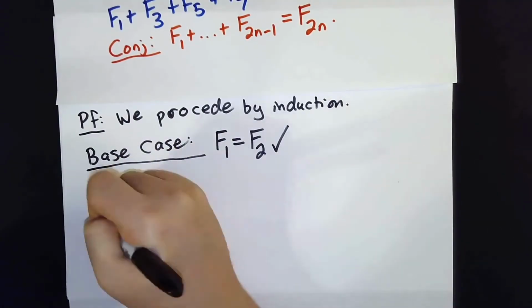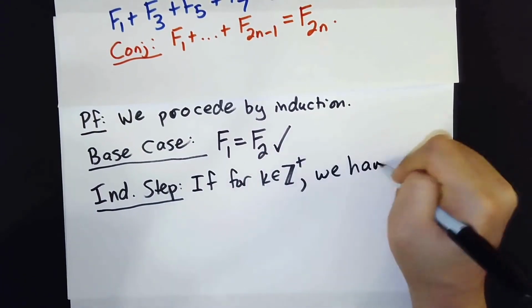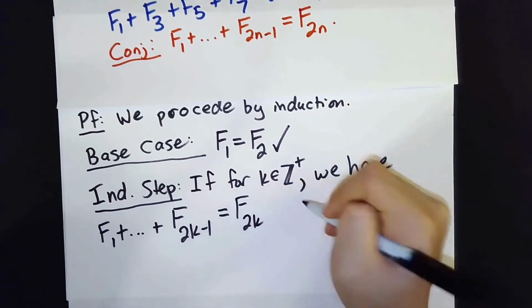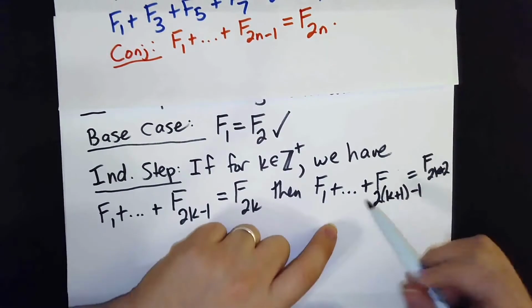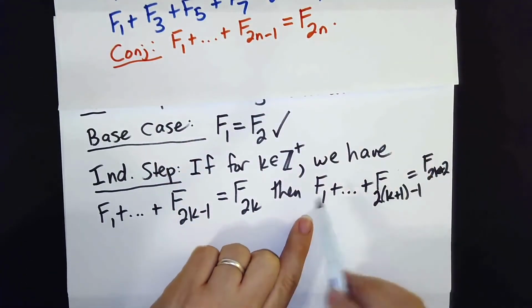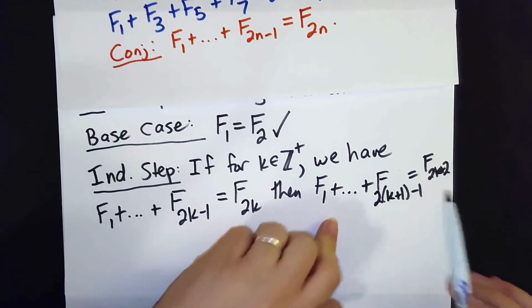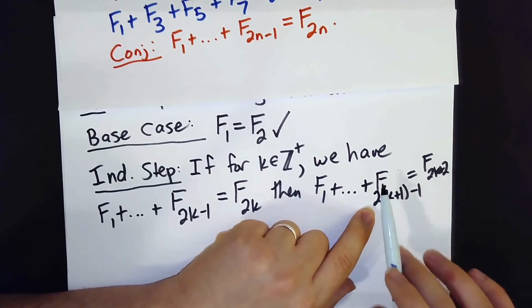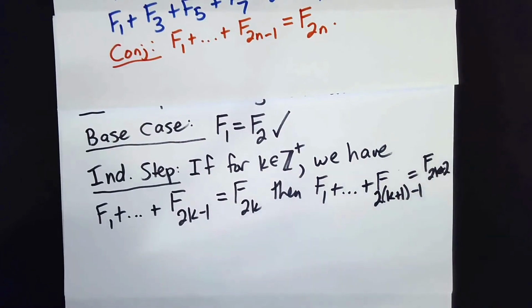Then what does our inductive step say? It says that if for a positive integer k, it just so happens that this thing works out, then it also works the next time. Apologies, that got a bit messy, but this should say if, just literally this thing with k's, then the sum of the first Fibonacci number up to the 2k plus 1 minus 1th Fibonacci number is the 2k plus 2th Fibonacci number. 2k plus 2 just being 2 times k plus 1.